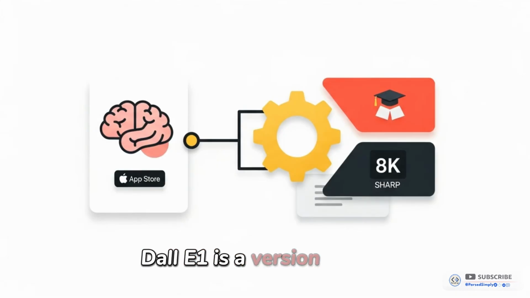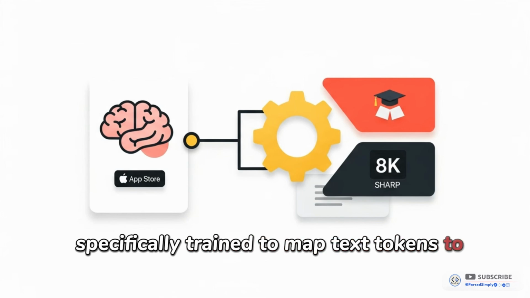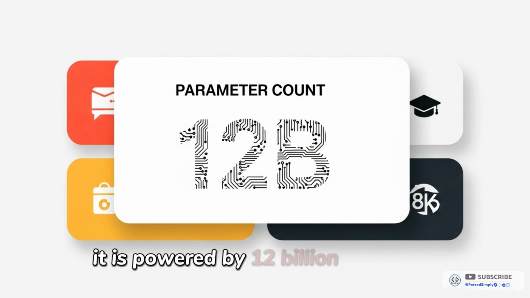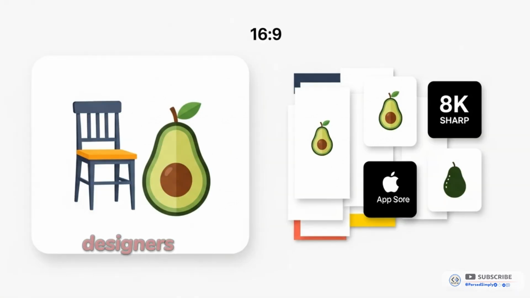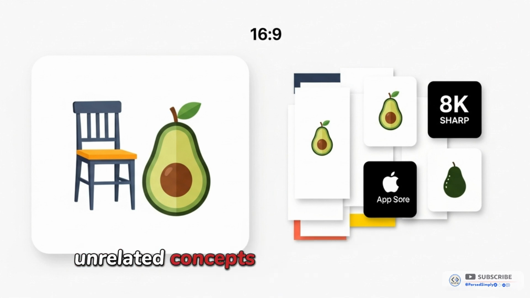DALL-E 1 is a version of GPT-3 specifically trained to map text tokens to image pixels using a transformer architecture. It is powered by 12 billion parameters. Designers used it to prove that AI could logically combine unrelated concepts like furniture and fruit.